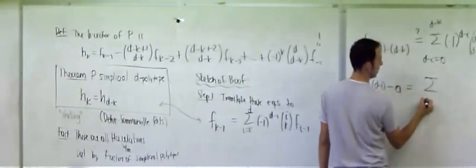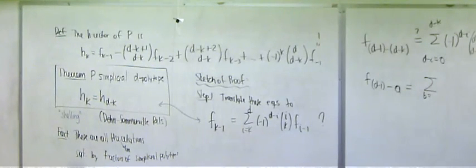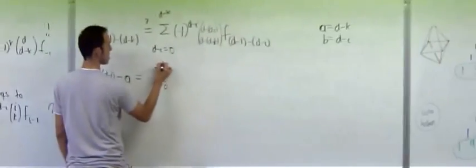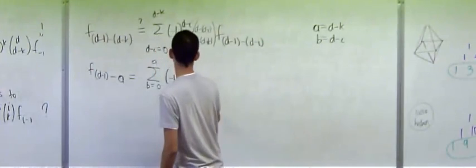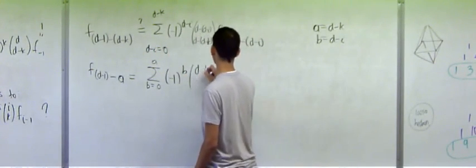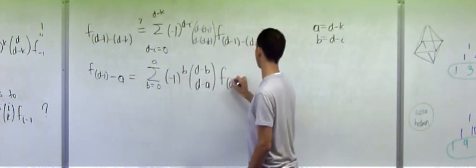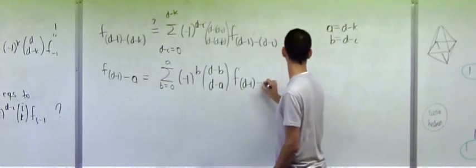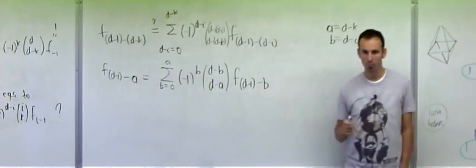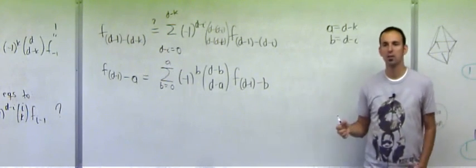And B equals d minus i. So this goes from B. So A is d minus k, and B is d minus i. So I get the sum over B from 0 to A of (minus 1) to the B, then d minus B choose d minus A, F sub d minus 1 minus B. Okay? So I'm just kind of manipulating everything.